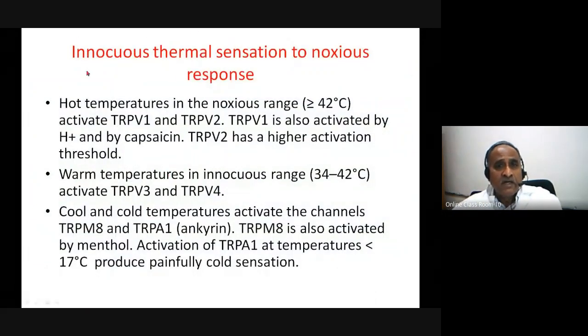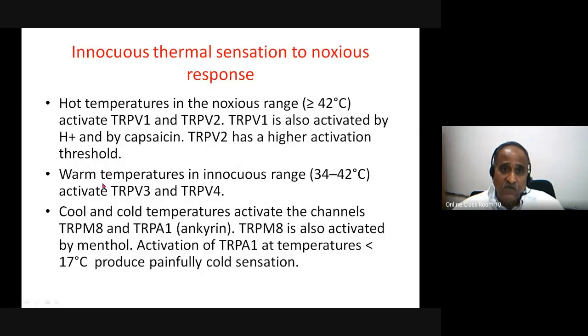Now, hot temperatures in a noxious range. When you get the heat, when it is more than 42 degrees Celsius, it is hot. And this would activate TRPV1 and TRPV2. The TRPV1 is also activated by capsaicin and protons, ions. TRPV2 has the higher activation threshold. That means when the temperature reaches above 48, 49 degrees Celsius. So that is where TRPV2 is activated.